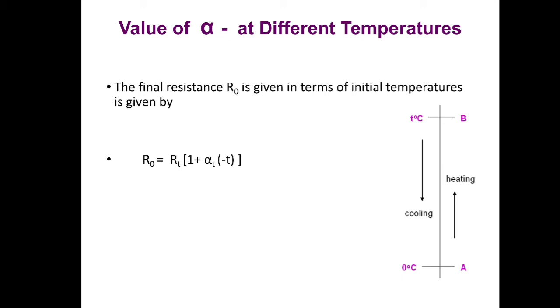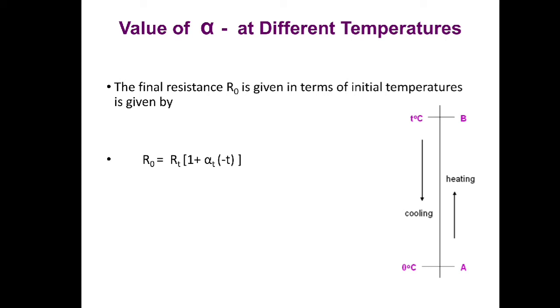So what will happen now? The final resistance: initially the initial resistance is here somewhere, R_t. Now the final resistance is R_t. In this second case, it is given in terms of the initial temperature.